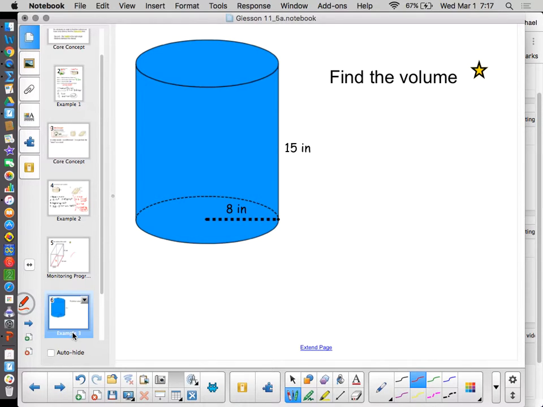Here's another one for you. It's a cylinder. The base should be obvious to you. So you work through the 4 steps and find the volume.